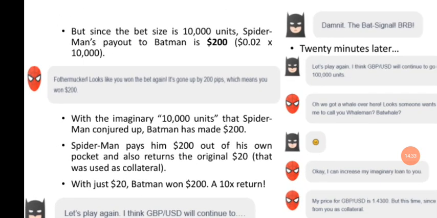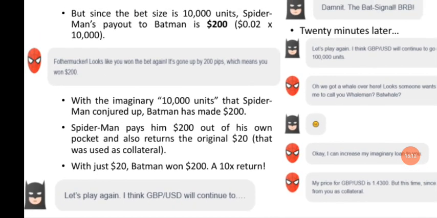"Looks like you won the bet again. It's gone up by 200 pips, which means you won $200." So with the imaginary 10,000 units that Spider-Man conjured up, Batman has made $200. Spider-Man pays $200 out of his own pockets and also returns the original $20 that was used as collateral. With just $20, Batman has made $200, a 10 times return.